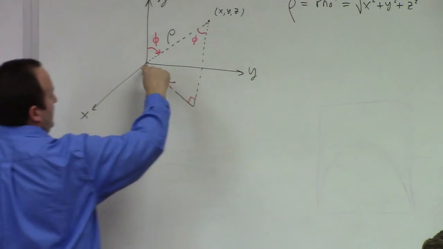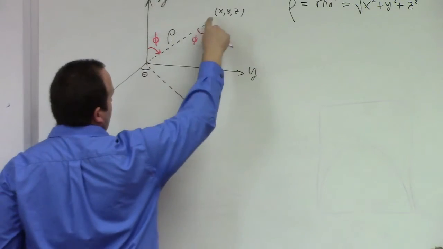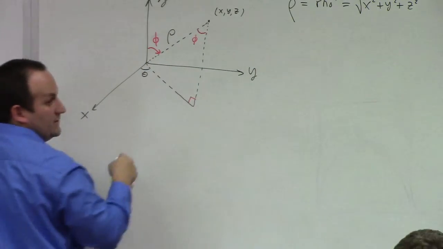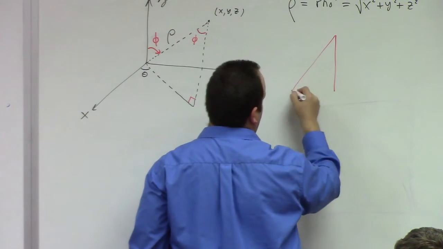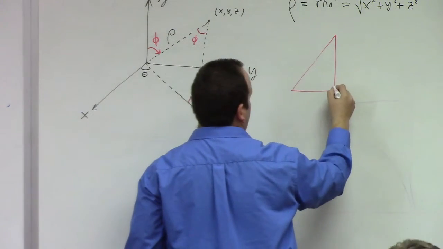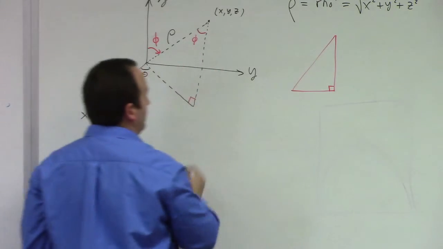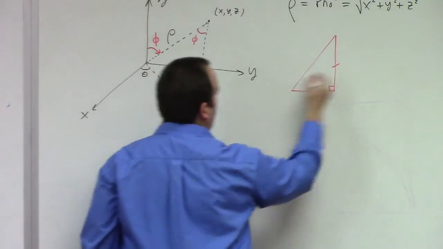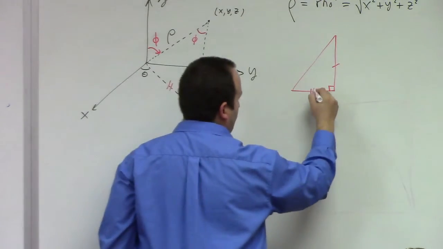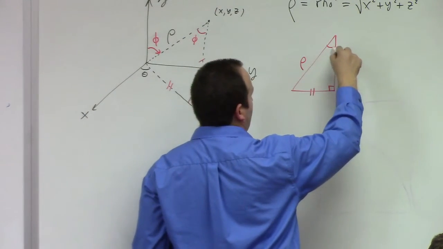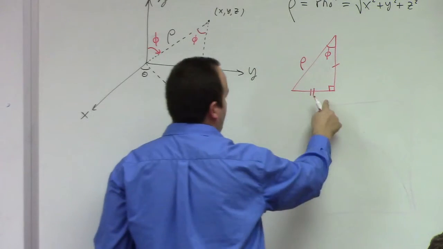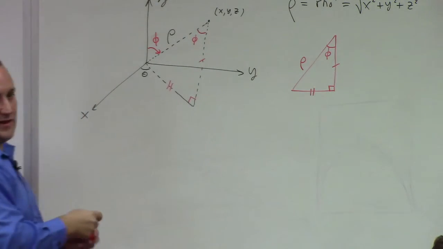So if this is the hypotenuse of this right triangle, let me just draw it over here. So here's the triangle, the vertical triangle with the right angle, all right? So just to match it up, okay? This hypotenuse is rho, this angle's phi. What's that make the double dash?